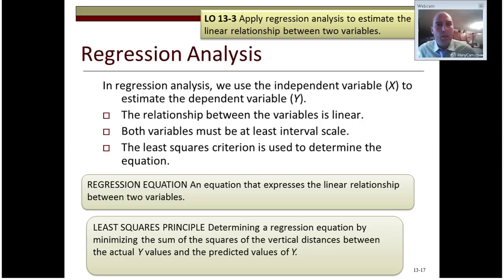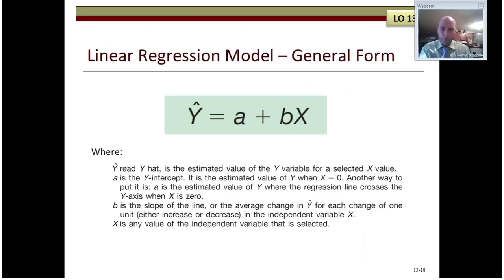Mostly it's talking about how to minimize the distance between the points and the regression line. We'll see the regression line in a second. The regression equation is this equation that expresses how these two things are related. If you think back to pre-algebra, it's y equals mx plus b. The letters get shifted around and how they're defined is slightly different. But yeah, we're plotting a line. The least squares principle here is trying to minimize the sum of the squares of distances between the y's and the line. I'll show you here. We'll get to the equation in a second.